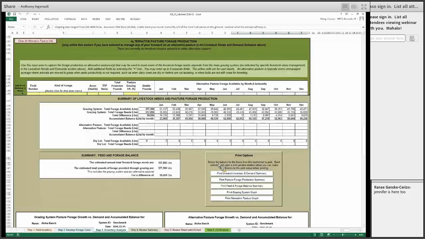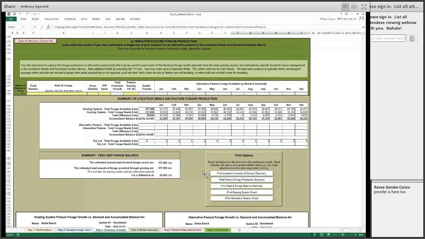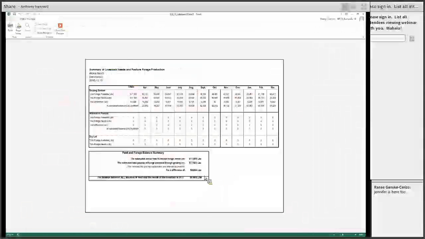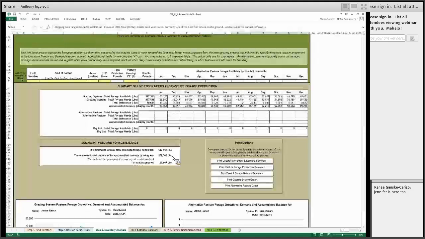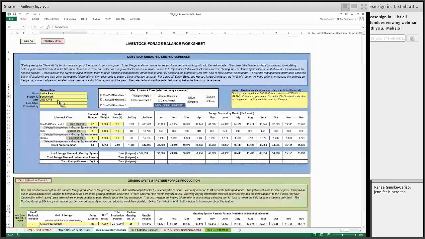Same goes for printing the forage production summary. If you print that, it'll generate a printout that has exactly this information: how many acres and what forage production rate you used, what was the pasture grazing efficiency. And then print out the graph, and printing out the feed and forage balance summary is also not a bad idea. It gives you the surplus or deficit. And because you put benchmark up here in your system ID, that should stamp that on all those forms, okay?